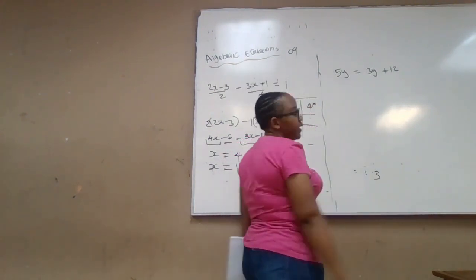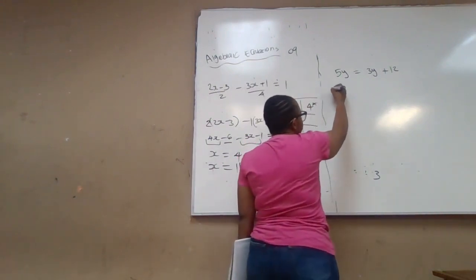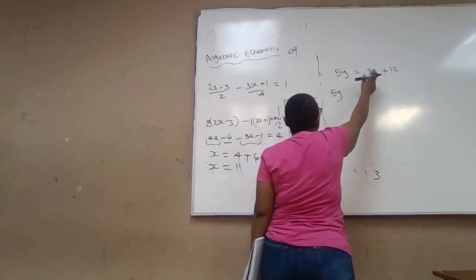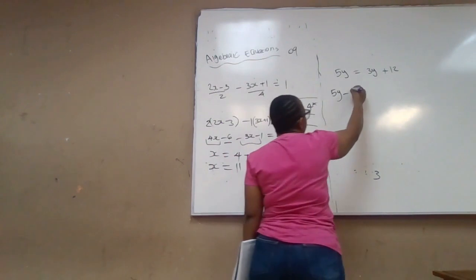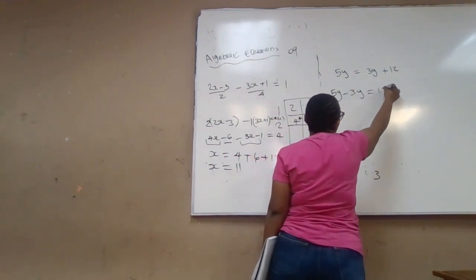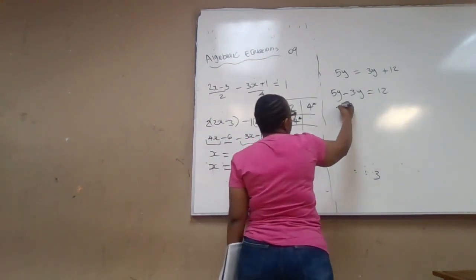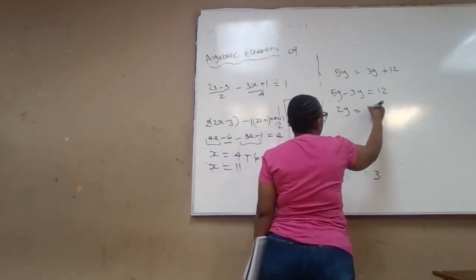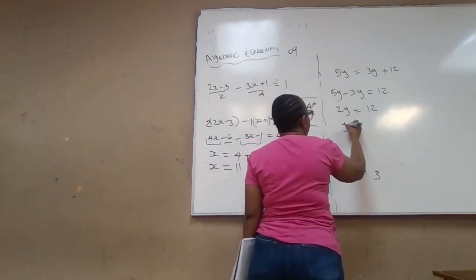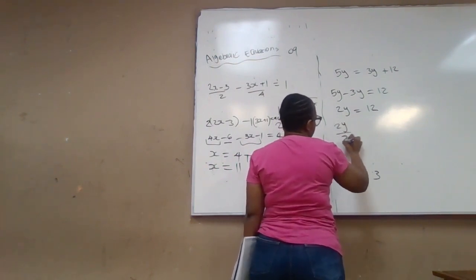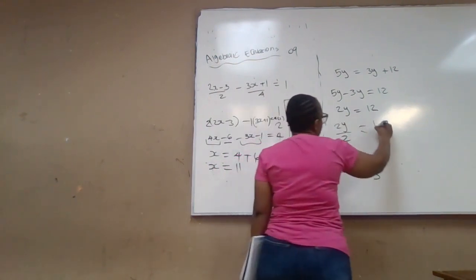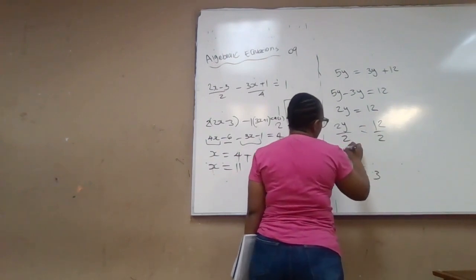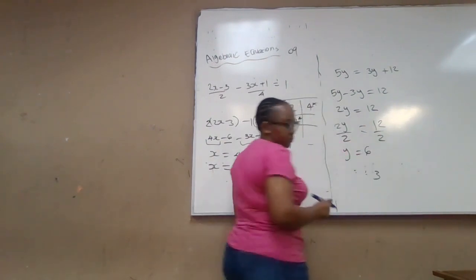It is already in linear form, so you can group your like terms. So 5y minus 3y, the 3y will jump the equal sign. 5 minus 3 is 2, so 2y equals 12. Divide by 2. 12 divided by 2, our y equals 6.